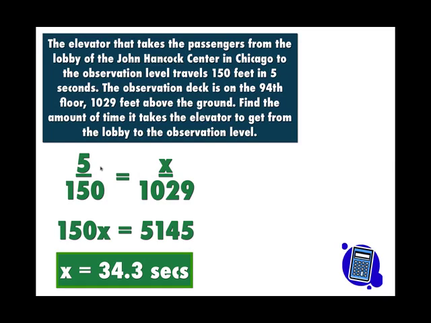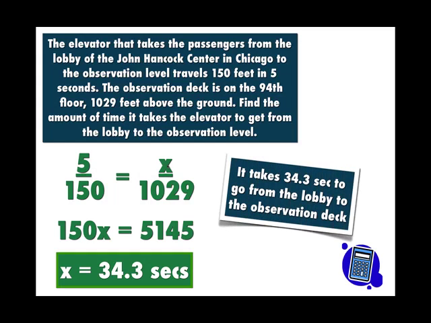So this elevator goes 150 feet in 5 seconds. It would go 1,029 feet in 34.3 seconds, and that's the answer to our problem. It'll take 34.3 seconds to go from the bottom to the observation deck, which is 1,029 feet above the ground.